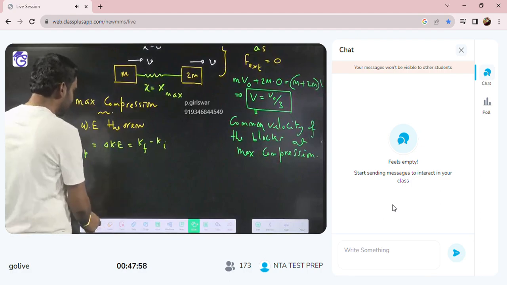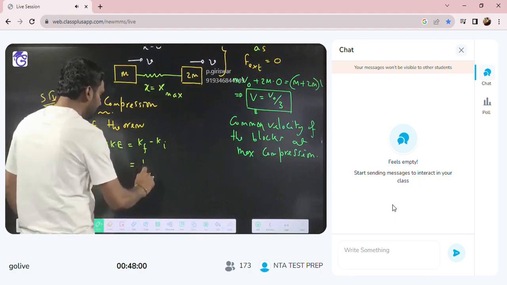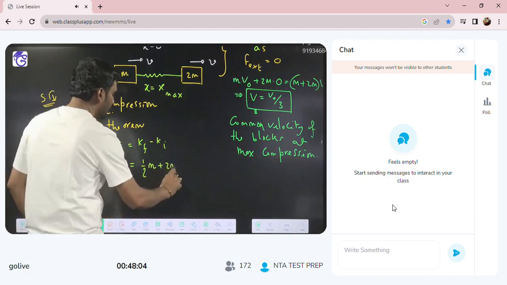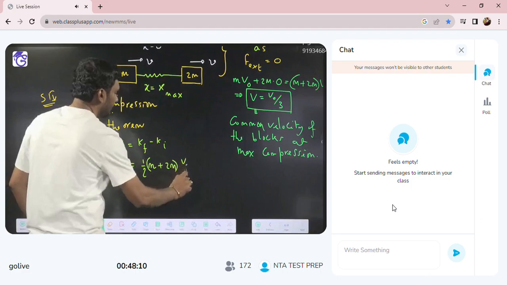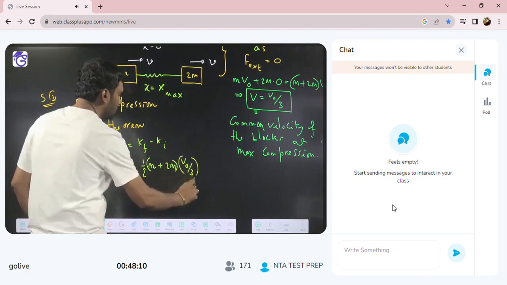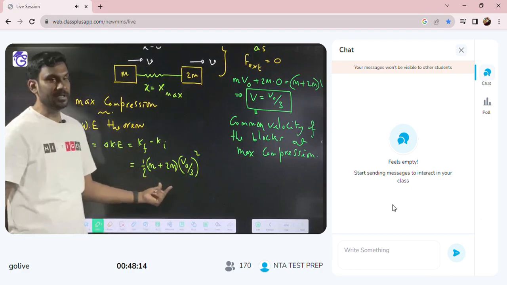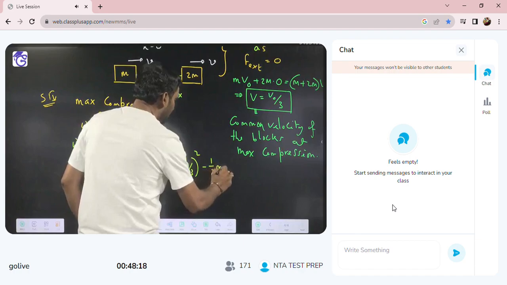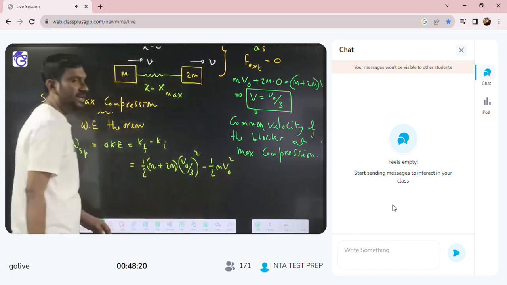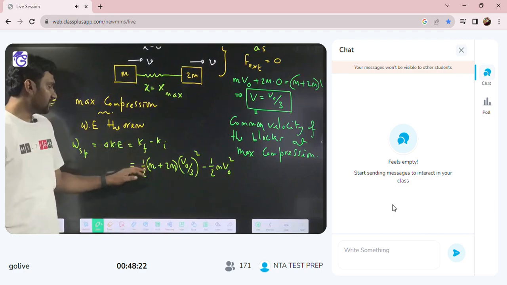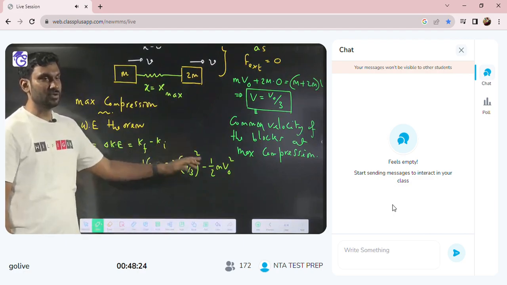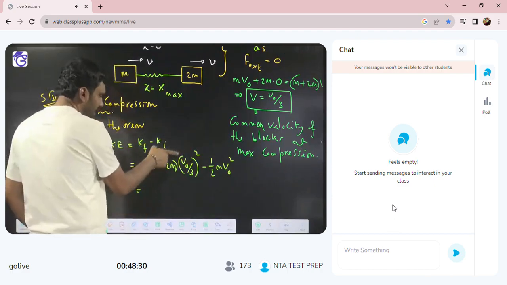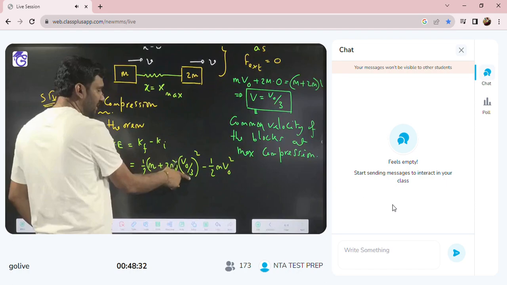K final minus K initial. What is K final? K final is half of (m plus 2m), because both of them have the same velocity, V0 by 3 whole square, minus half m V0 square. Check out. Final kinetic energy is half of (m plus 2m) times V0 by 3 whole square, minus half m V0 square. Fine. So this is 3m, this is V0 square by 9. So you get V0 square by 3.